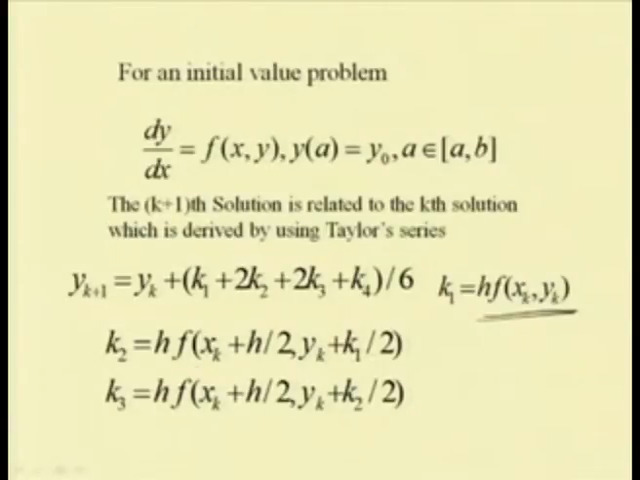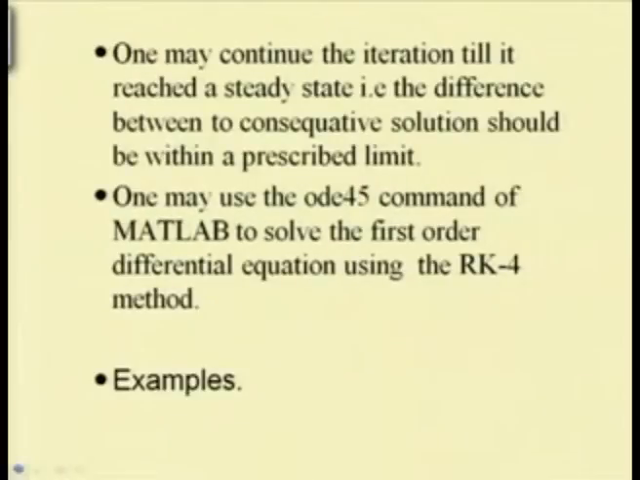So, this function evaluated at x k plus h by 2 and y k plus k 1 by 2 will be used to find this constant k 2. Similarly, constant k 3 can be found by evaluating this function at x k plus h by 2 and y k plus k 2 by 2. So, this is k 2 and this is k 1, and this k 4 also can be obtained.